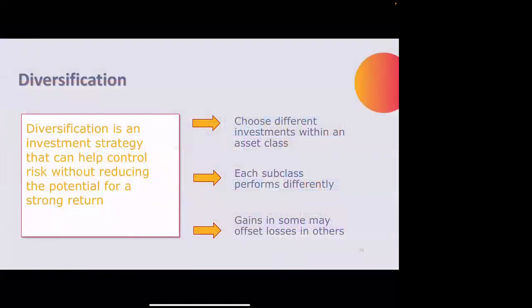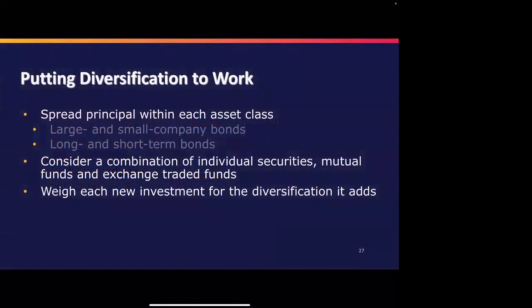So now we're going to talk a little bit about diversification. It's similar to asset allocation, but it's when you slice and dice the stocks and the bonds just a bit further. It's an investment strategy that can help you control the risk without reducing the potential for a strong return. So again, you want to spread that risk out. If we're talking stocks, you want to have some large company stocks, some small company stocks, maybe some international stocks as well. You want to spread that risk out among different types of investments.